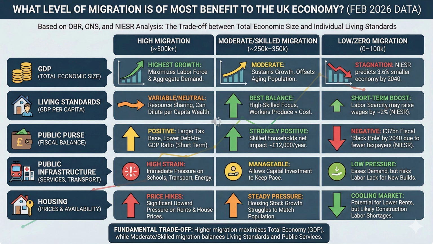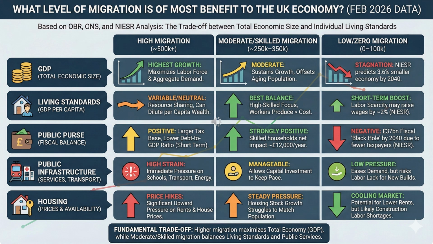Effect on the public purse. High migration causes a positive effect, larger tax base, lower debt to GDP ratio in the short term. Moderate skilled migration results in strongly positive. Skilled workers' households have a net positive impact of £12,000 per year. Low or zero migration has a net negative effect, a £37 billion fiscal black hole by 2040 due to fewer taxpayers, NIESR.